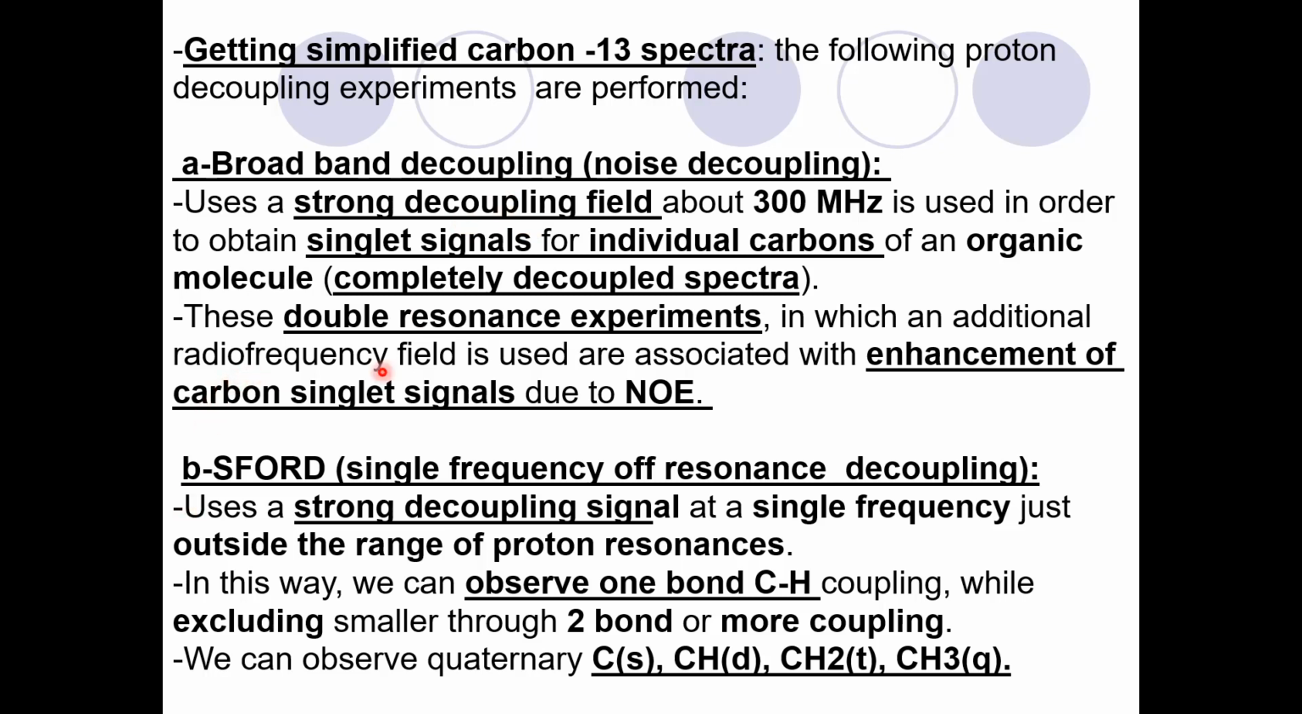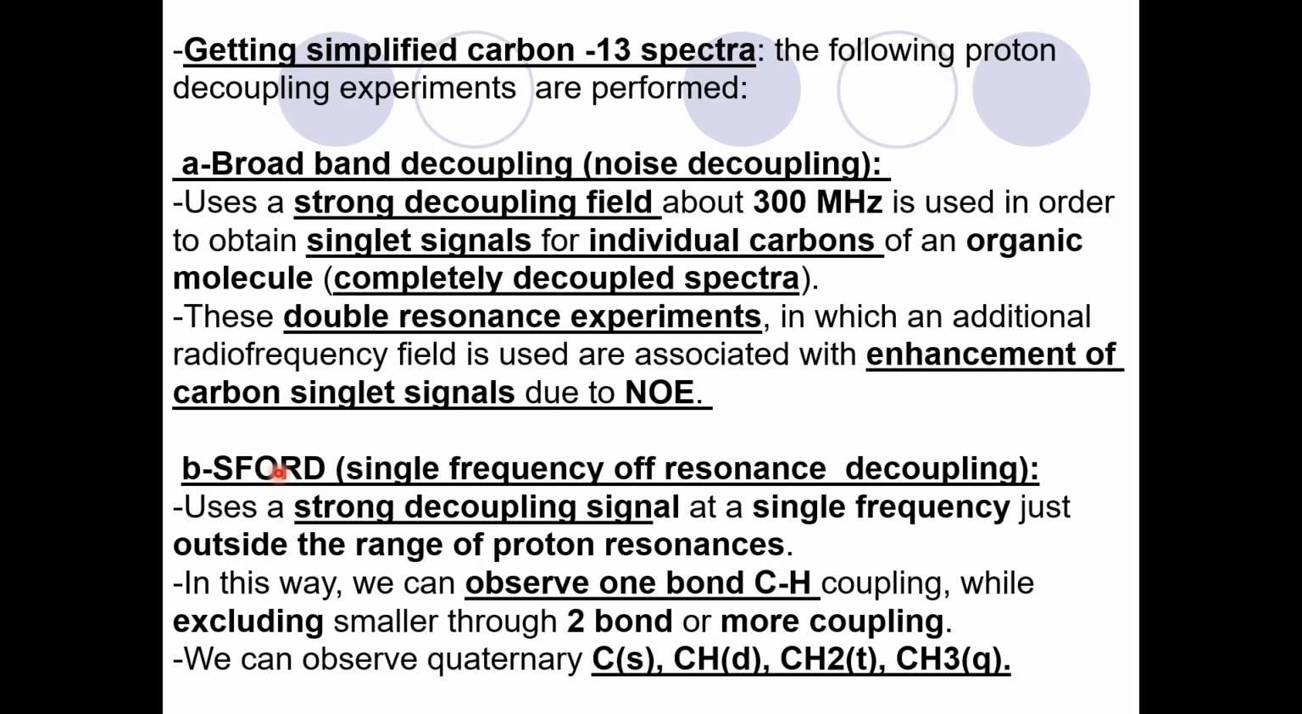It also leads to enhancement of the carbon singlet signals due to NOE. The amount of enhancement depends on the number of decoupled protons. For example, the CH3 group will undergo more enhancement than the CH2, which will undergo more enhancement than the CH group. Quaternary carbons are not affected because they have no protons.